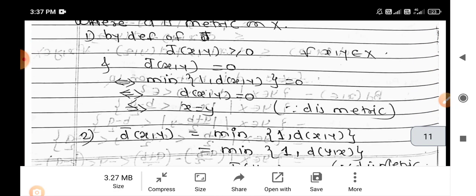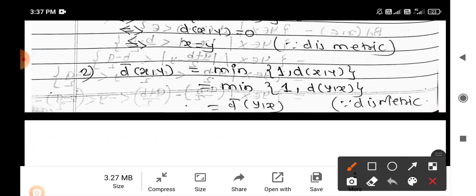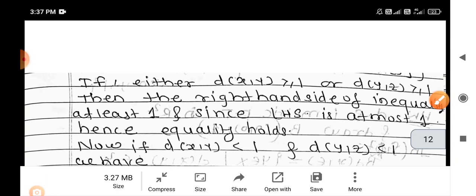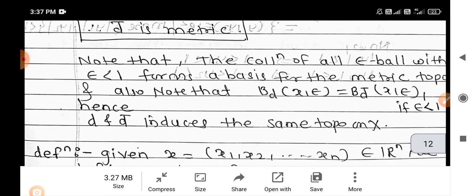That is, the first condition is solved. Also the second condition, that is the minimum of 1 comma D of xy, is the same as the minimum of 1 comma D of yx, since D of xy is D of yx. So D bar of xy is D bar of yx. Also the third condition is satisfied in any situation. So D bar is a metric.